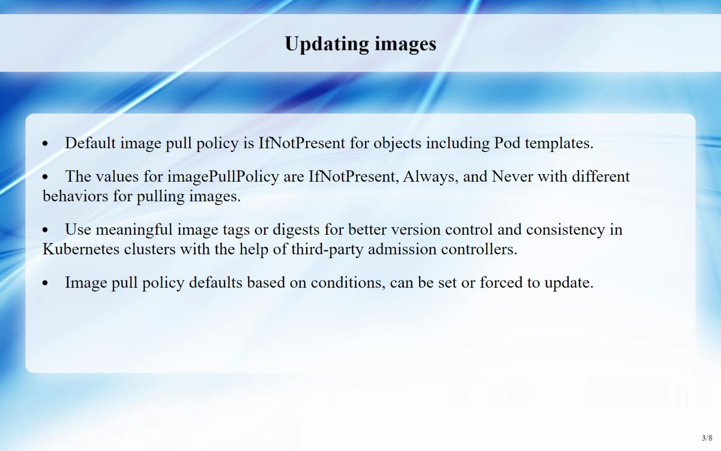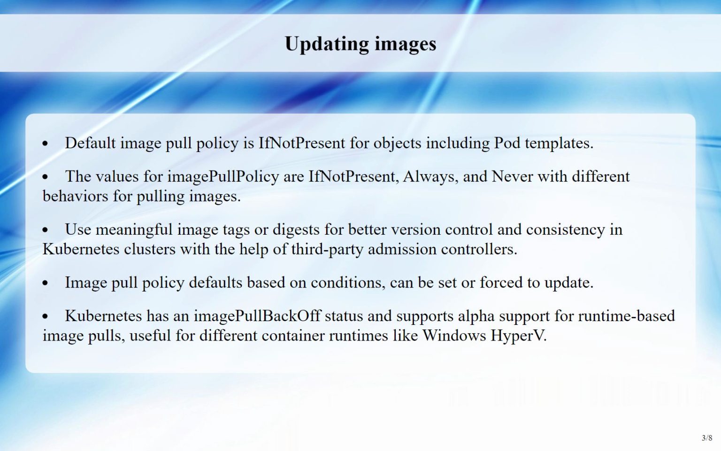The image pull policy is set once when the object is created and does not update if the image tag or digest changes later. To force a pull of the image, the pull policy can be set to Always, or the latest tag can be used to automatically set the policy when the pod is submitted. The ImagePullBackOff status occurs when Kubernetes cannot pull a container image, leading to a delay in attempts to pull the image. Kubernetes also supports alpha support for performing image pulls based on the runtime class of a pod.